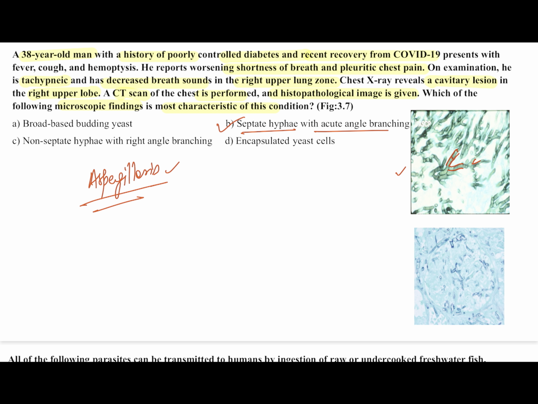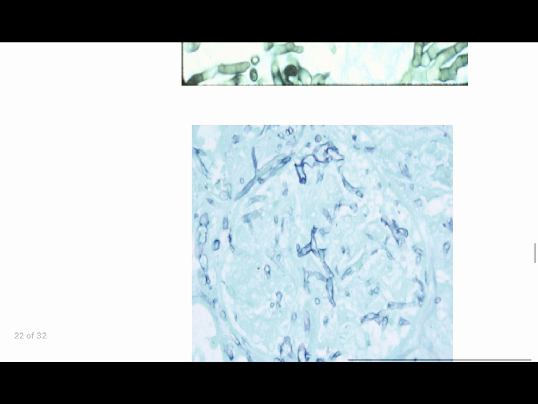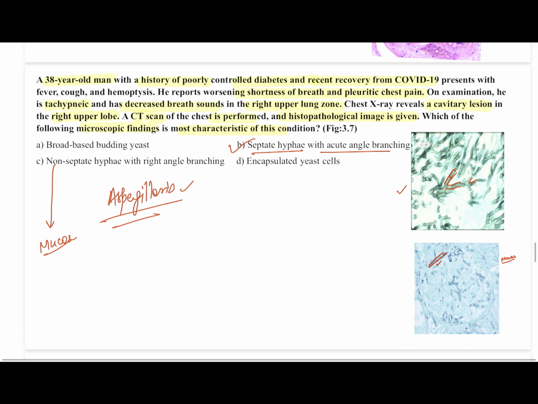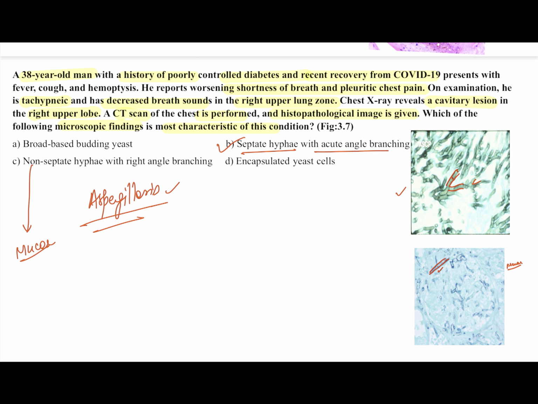Non-septate hyphae with right angle branching is for mucor. They will be large ones, and they don't have any septa, so non-septate with right angle branching will be for mucor. Broad based budding, I just told you, is blastomycosis. So here the correct answer will be septate hyphae.